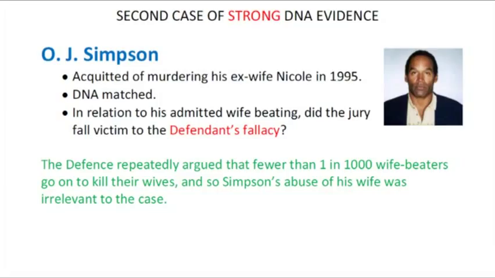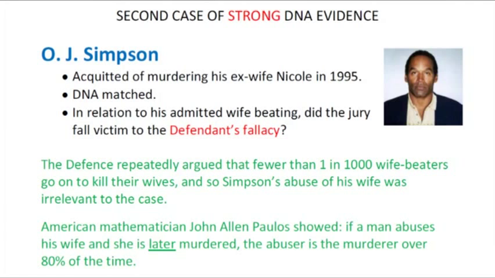The defence repeatedly argued that fewer than 1 in 1,000 wife beaters go on to kill their wives, and so argued that Simpson's abuse of his wife was irrelevant to the case. What might have happened there is that the jury interpreted that 1 in 1,000 probability as being the probability that he was guilty. But the 1 in 1,000 figure is actually the prior probability that someone who beats their wife will go on to kill the wife. Once the wife has been killed, that figure is no longer relevant.